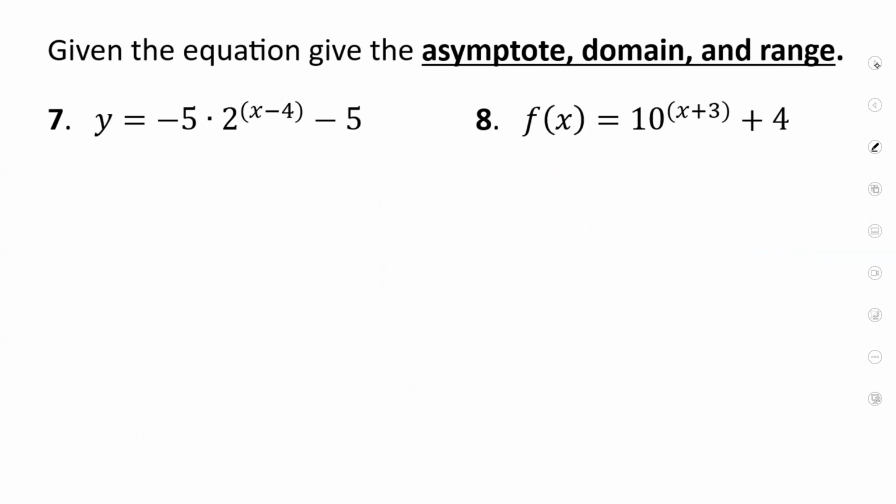Okay, next. Now I didn't give you a graph. You have to look at the equation. So guys, where do you think the asymptote is? Yep, the asymptote, I'm just gonna put A, is at -5. And what is the domain always? All real numbers, I'll just put that. And the range? What do you think? There will be a -5. I heard someone say y is less than -5.